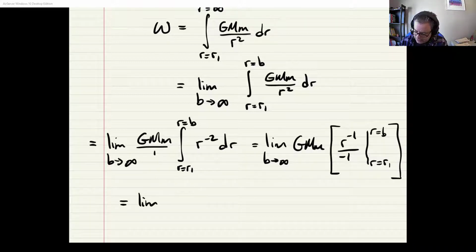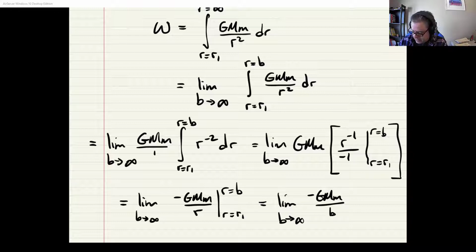So we'll plug in the bounds. That's the fundamental theorem of calculus. And then we'll evaluate the limit at the end. So let's write this as negative G M little m over r, evaluated at these endpoints. We plug in the upper bound first, subtract, and plug in the lower bound, which was r1.